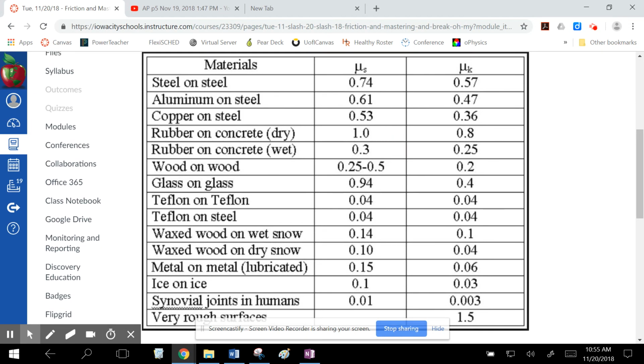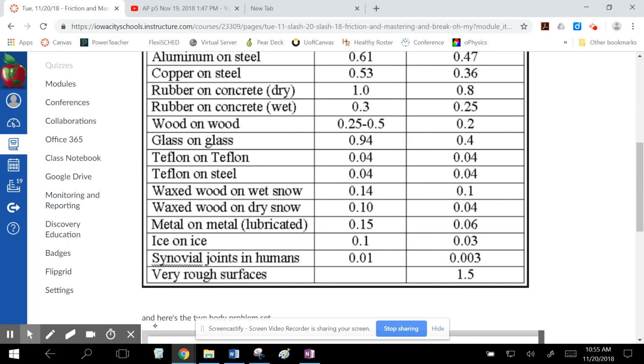1, rubber on dry concrete. But again, you change the surface type. You make that wet concrete. Water fills in some of the gaps in the concrete, and it's much less frictiony. Only about 30% of the smoosh push available for friction force.